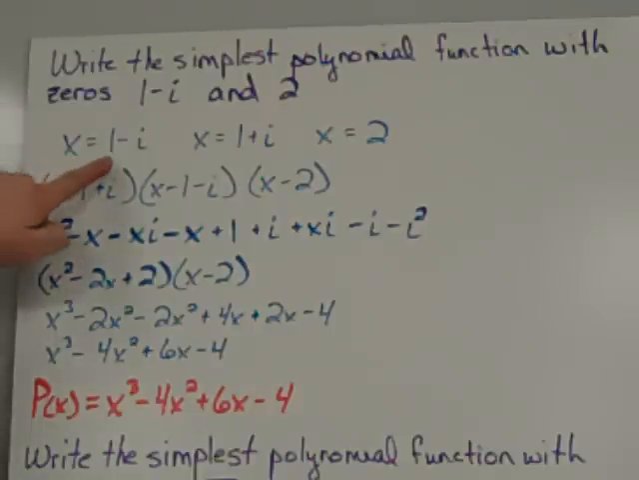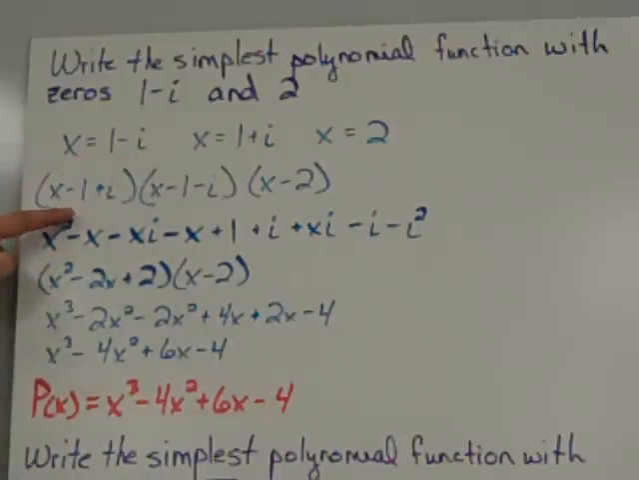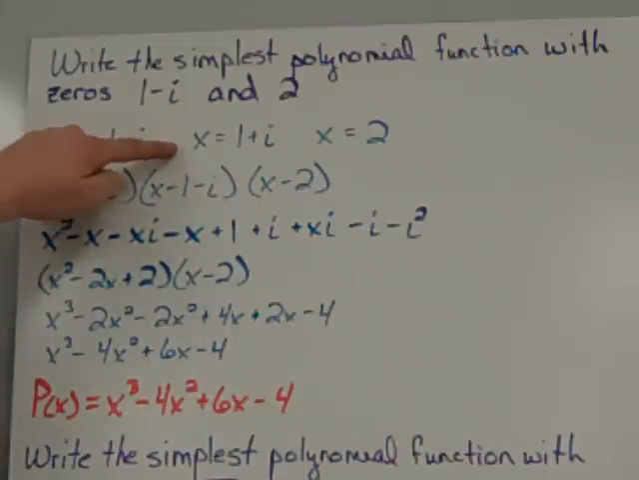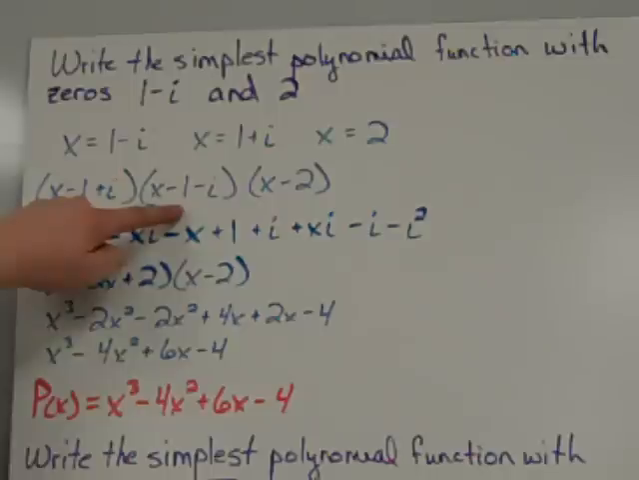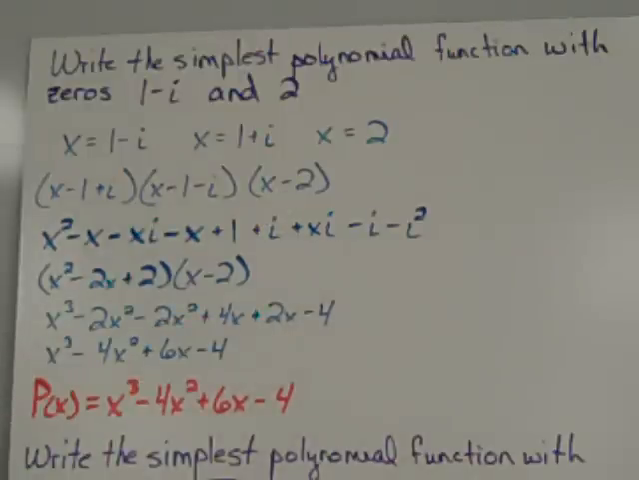Remember, what do I have to do? I have to subtract the 1 over, and I have to add the i over. That's how I get x minus 1 plus i. Same here. I have to subtract the 1 over and subtract the i over, and that gives me x minus 1 minus i. And then over here, we're subtracting the 2 over, so you get x minus 2.